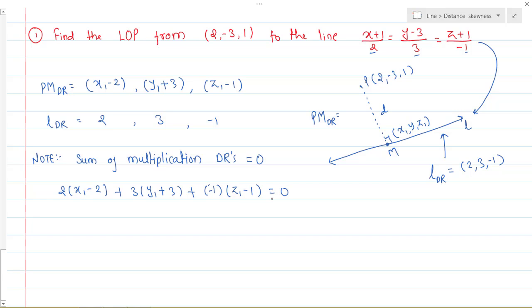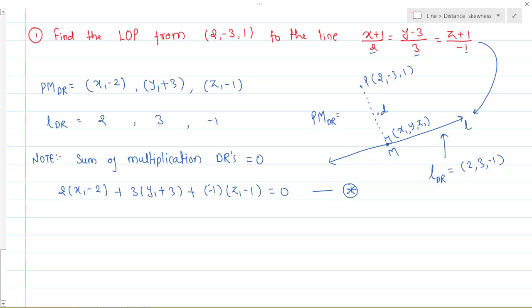Okay, so this is what we are using, the master concept, you can say. This concept we will be using in all the questions. Very important. 3 points we have considered here. We have considered this x1, y1, z1 as the coordinates of M. We have taken the direction ratios of PM, and we have taken the direction ratios of the line, and we know the concept that for perpendicular lines the multiplication of direction ratios is always equal to 0.